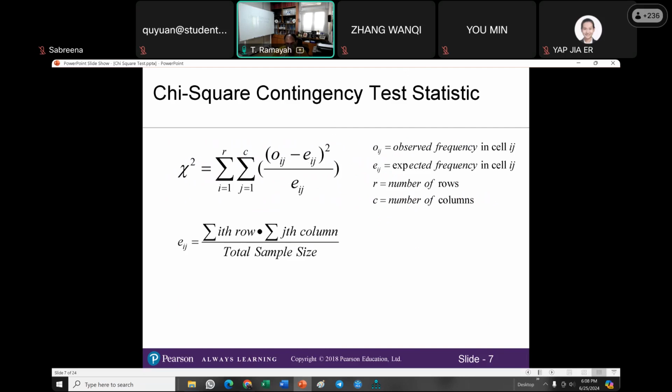Okay, how do you get this expected frequency? O_ij is actually the data you collected. This E_ij will be calculated based on this formula: the row total times the column total divided by the grand total, which is your total sample.